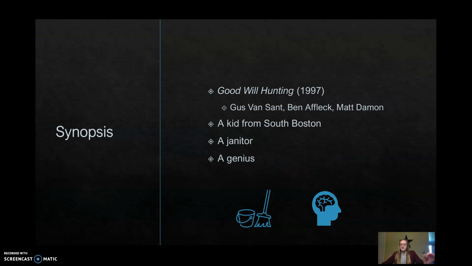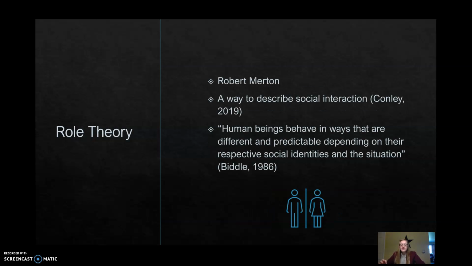As I just mentioned, the film we will be looking at today is Good Will Hunting, which is directed by Gus Van Sant and written by Ben Affleck and Matt Damon, who star in the movie. So whether or not you've seen this movie, I'll summarize it for you in a few short words. A kid from South Boston, a janitor, and a genius. So I know if you haven't seen the movie, you might be a little confused by these words, but that's okay. Before I explain what those mean, though, I would first like to explain the role theory.